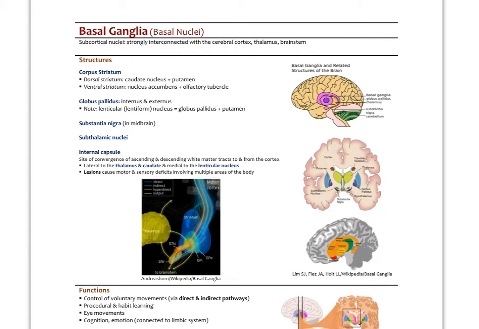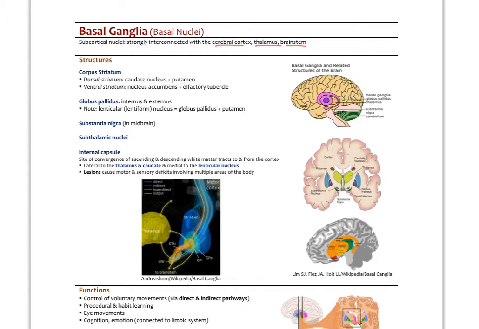So the first structures we encounter here are known as the basal ganglia or basal nuclei. Remember, a nucleus is a collection of nerve cell bodies. So these are areas where there are a bunch of neuronal cell bodies. And this area is extremely important. It's actually interconnected with the cerebral cortex, with the thalamus, and with the brainstem.